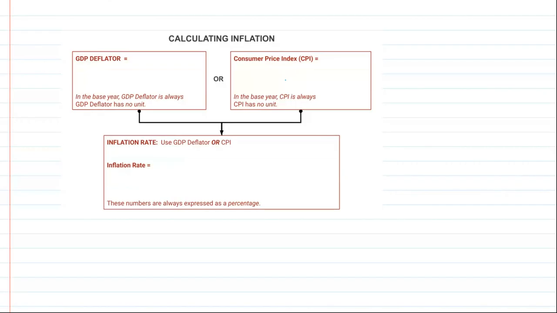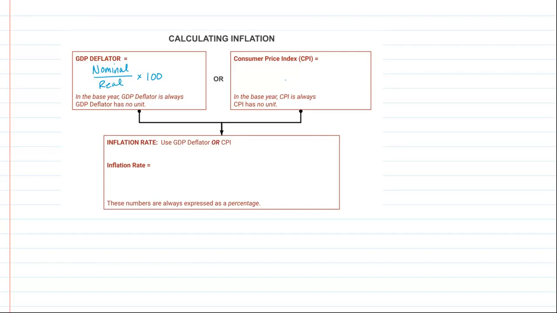But the biggest problem is, how do we come up with a single number that represents the price of everything in the economy at a given time? And so there are two options here, and either option then gets plugged into the same rate of change equation. So the first option is the GDP deflator, and the GDP deflator is simply nominal GDP divided by real GDP for whichever year you're using and multiplied by 100.